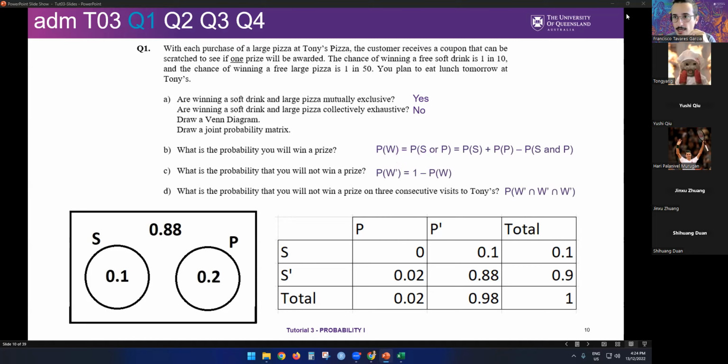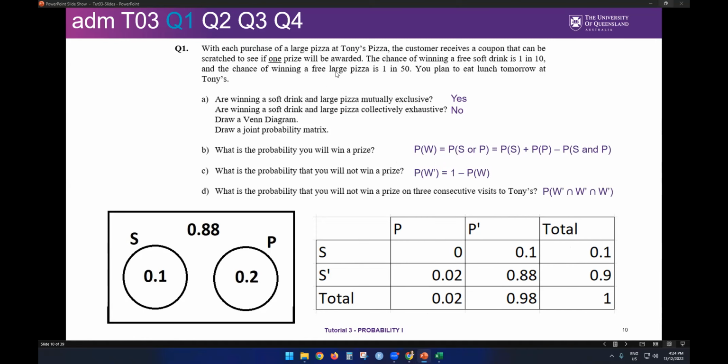This is a little bit of advice, and using our notation, let's think about how things are going. The probability of winning is equal to the probability of either winning a soft drink or winning a pizza. And it is equal to the probability of winning one plus the probability of winning the other one minus the probability of winning both. The thing is, what is the probability of winning both of them, right?